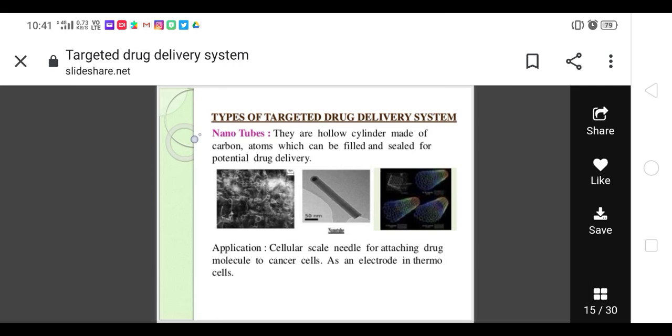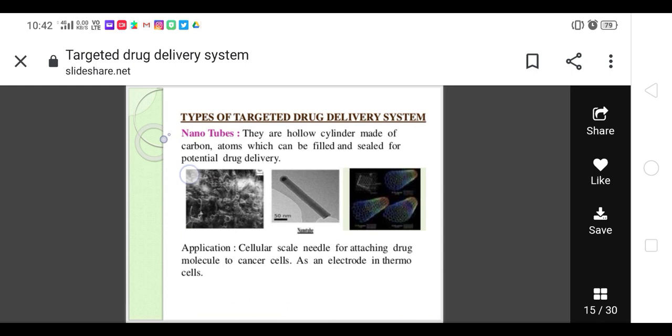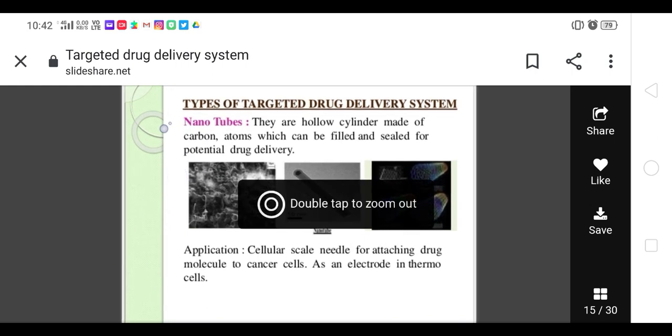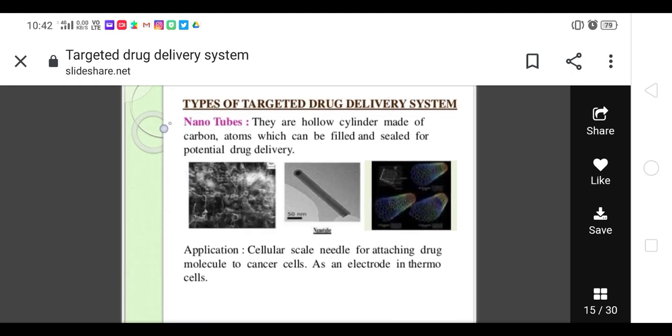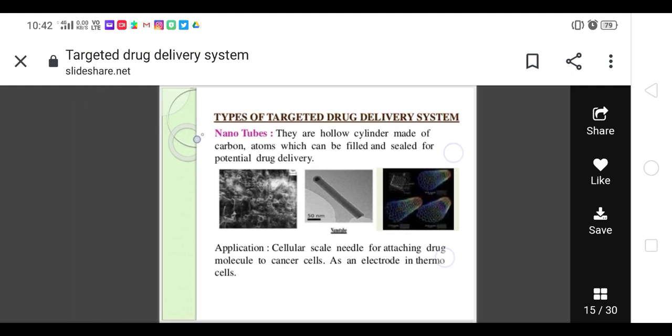Okay, now today we will see the types of targeted drug delivery system or the carrier used for drug delivery. First is nanotubes. They are hollow cylinders made up of carbon atoms which can be filled and sealed for potential drug delivery. They are called nanotubes and they are of cellular scale and needle type, attaching the drug molecules to cancer as electrode in thermocells. See the figure of carbon nanotubes.